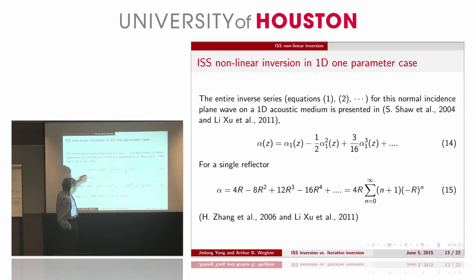So these individuals computed, in other words, you can get alpha, the higher order terms, alpha 1, alpha 2, alpha 3. For a 1D medium, you have an analytic expression, yes? This is alpha in terms of its linear, quadratic, cubic, and so on. That's for any V of Z medium.